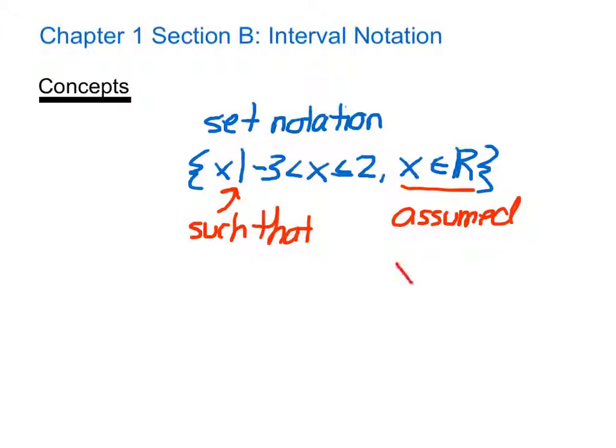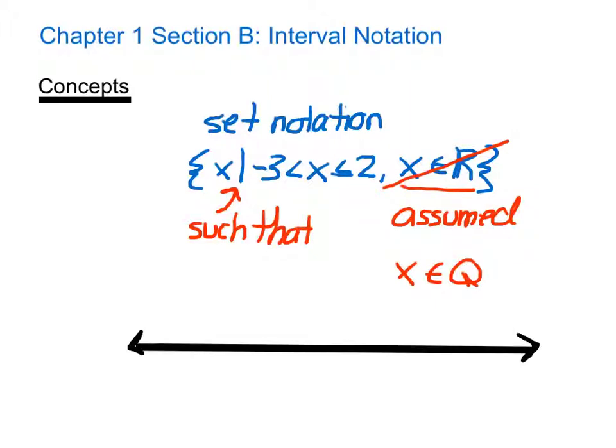For example, if x is only a member of the rational numbers, then we can write this instead of writing x is a member of R. Otherwise, we can drop this part entirely. We can also represent intervals on number lines. For example, the interval above would look like this.